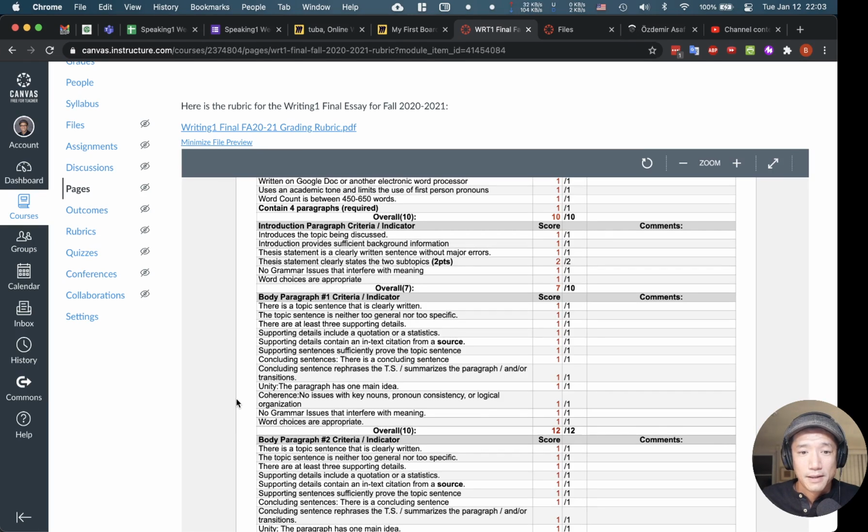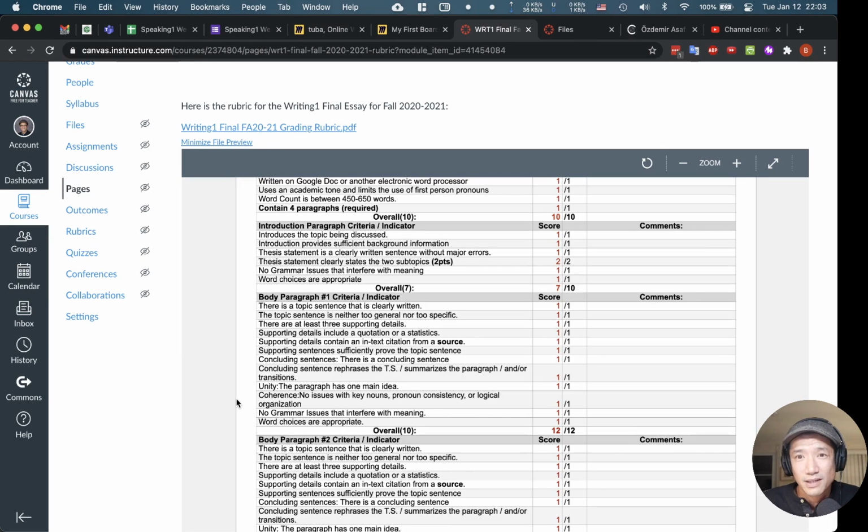Okay. And kind of subjective, but do the supporting sentences prove your topic? That kind of means, did you write enough? Are your sentences focused? Do they just, in a circular way, keep explaining the same point, or do they actually move your argument forward? Okay. Again, a concluding sentence needs to be there.